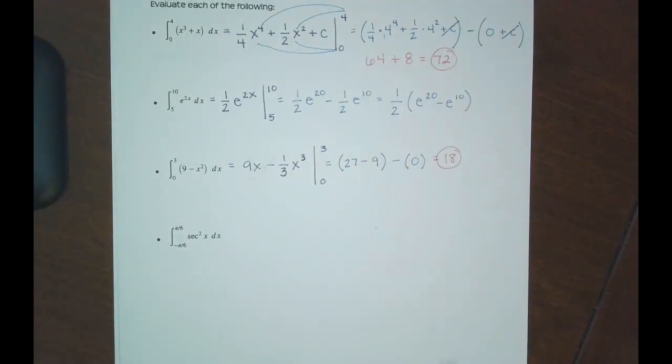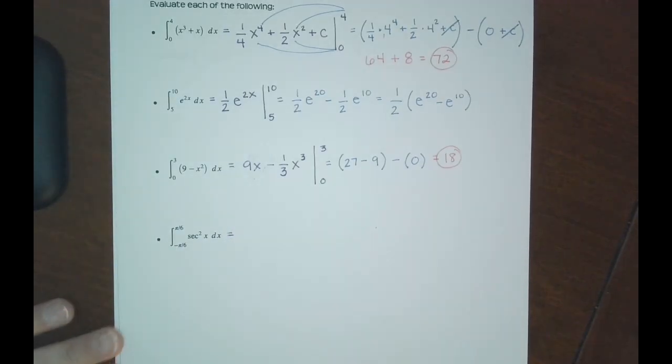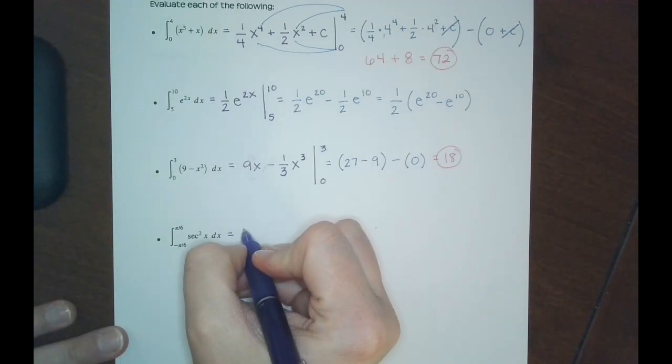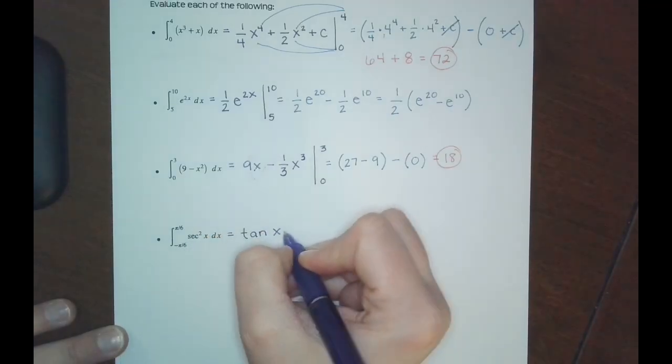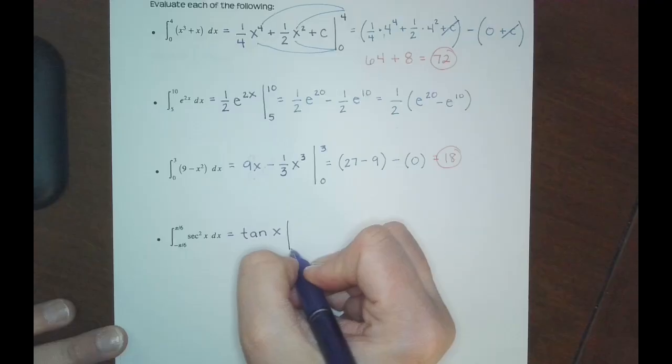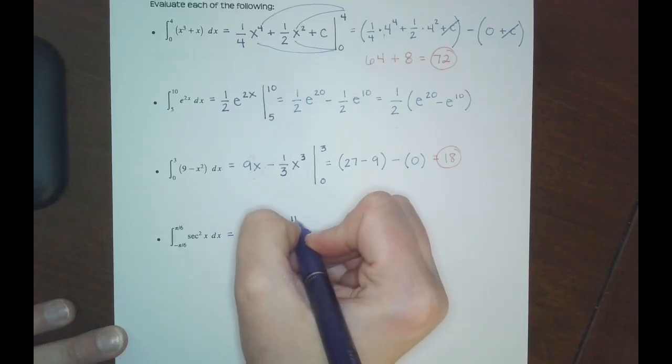Okay, got you all worked up for all the hard mental math we were going to do, and then these have been pretty tame so far. But I might bite my tongue on that one with this next one because we've got some trig to do. So the antiderivative of secant squared is tangent, and we are taking that from negative pi over 6 to positive pi over 6.